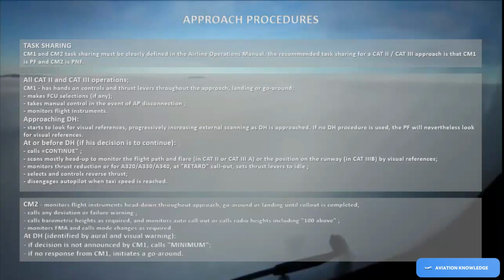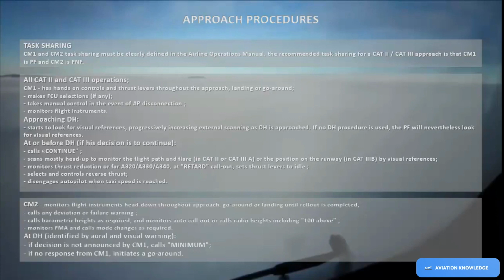CM2 monitors flight instruments head down throughout approach, go-around or landing until rollout is completed, calls any deviation or failure warning, calls barometric heights as required, and monitors auto callout or calls radio heights including 100 above, monitors FMA and calls mode changes as required.